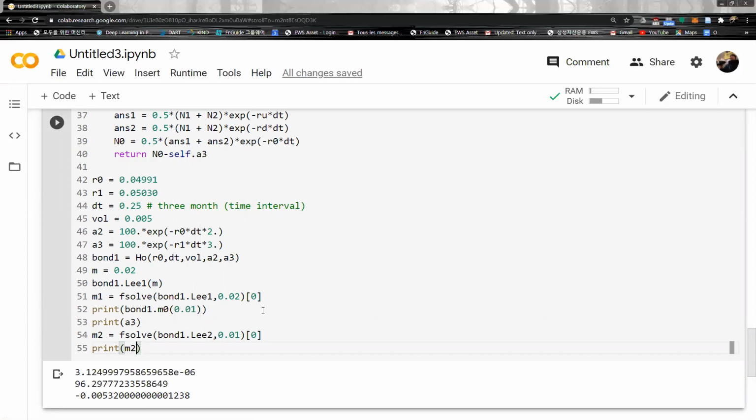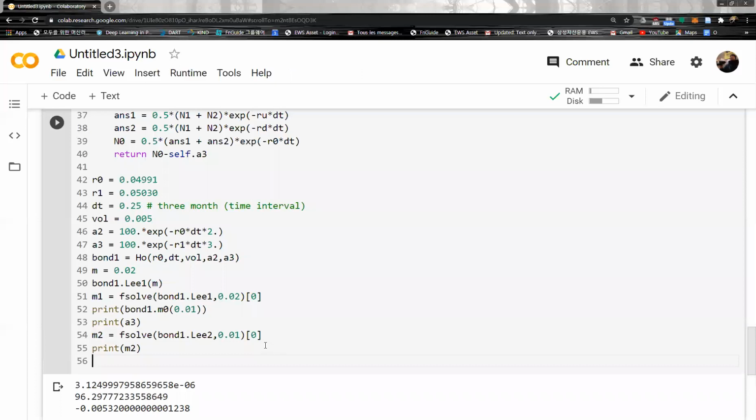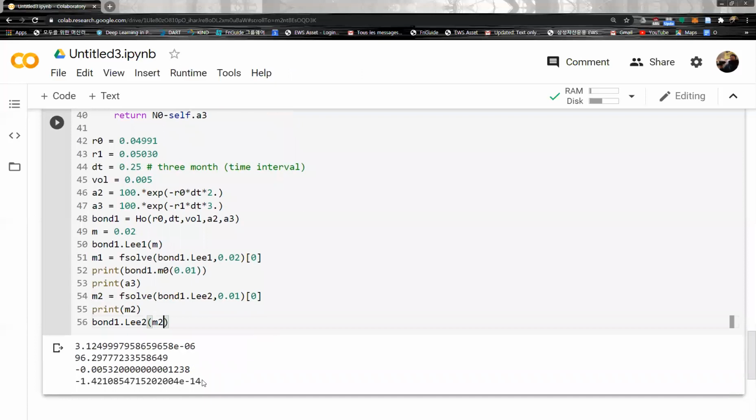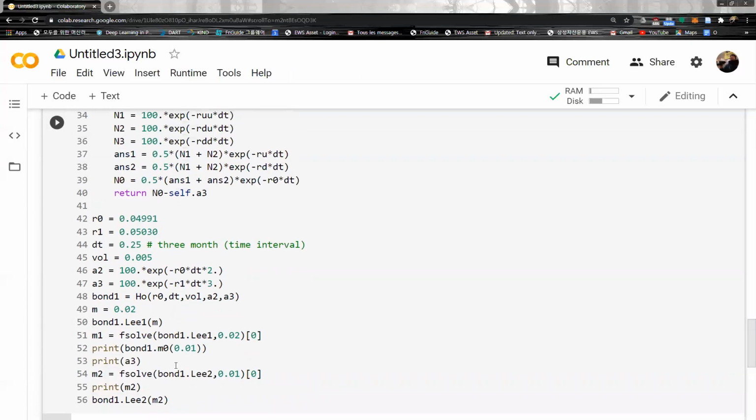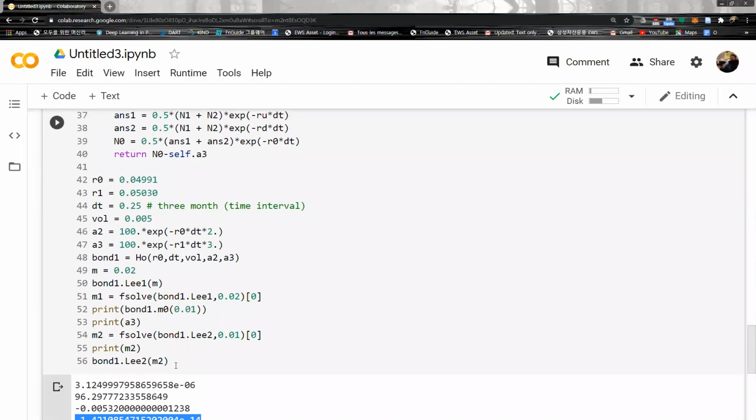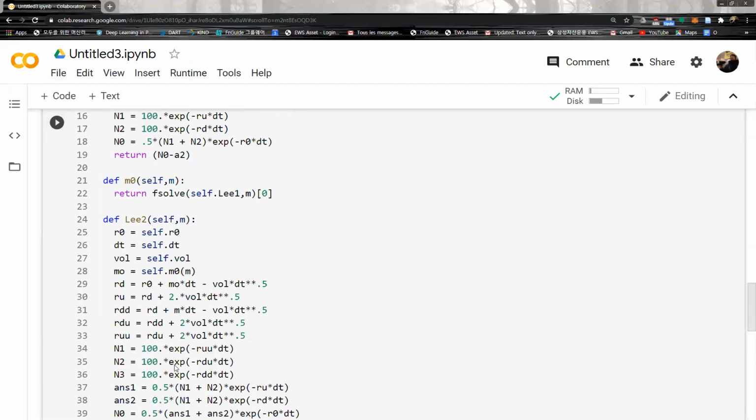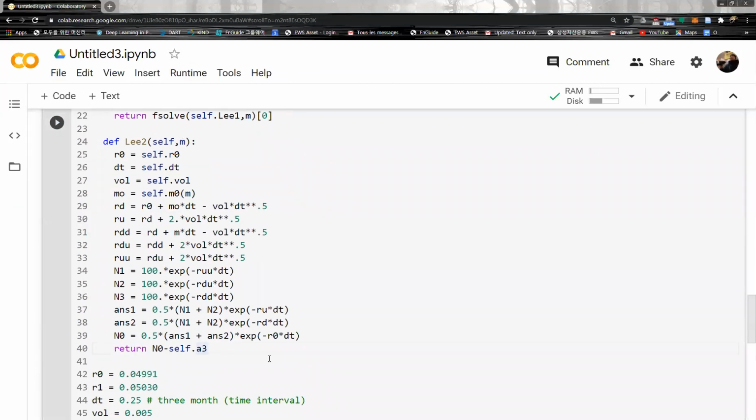Okay, so if we pick this one and then to check the answer, bond 1, Li 2, M2, then we have a pricing error. This is practically 0. So we have found the correct one. So let's include this one into our code as well.